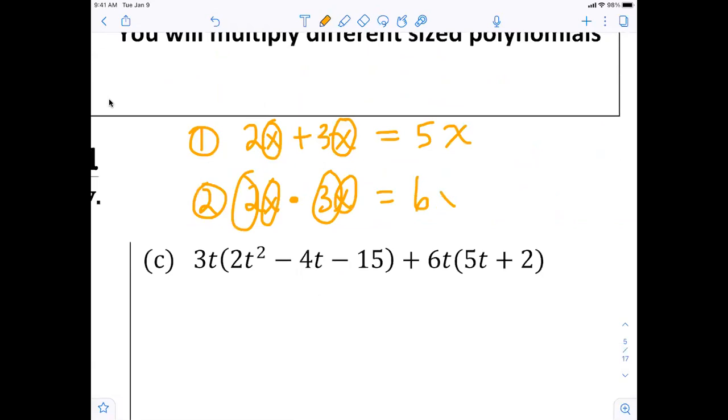Now, let's say my problem had been 2x squared times 3x. Same concept. It wouldn't have really changed. We still would multiply the numbers together. 2 times 3 is 6. But now how many x's are being multiplied together? Well, I have 2 here and I have 1 here. And I know that because the exponent tells me. Then I have a total of 3.